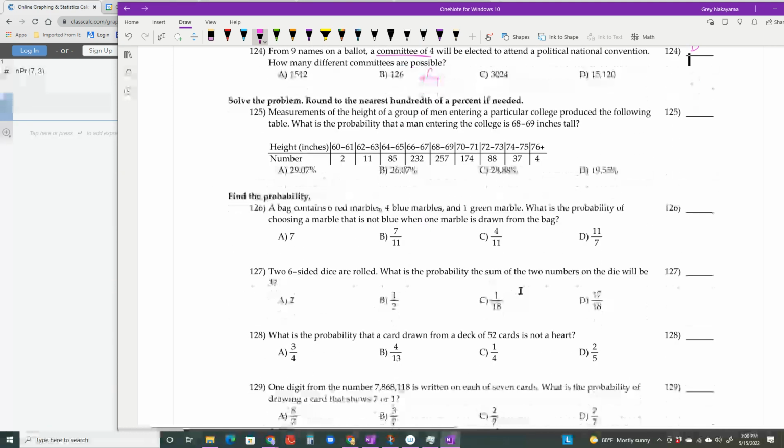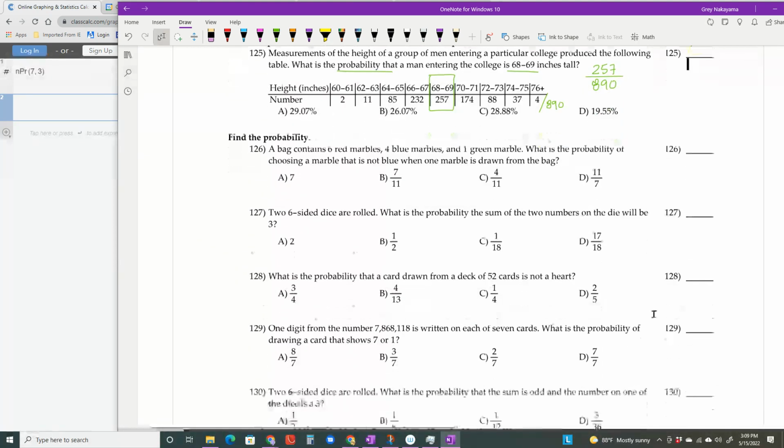All right, 125. We have a group of people, and he wants to know what's the probability that a man entering college is 68 to 69. So that's this group right here. So what's the probability that I choose a person out of that category? Well, there's 257 in that category. And when you add all of these numbers across, then you're going to get 890. So 257 divided by 890 is 0.2888, which gives you 28.88%, or in this case, C.